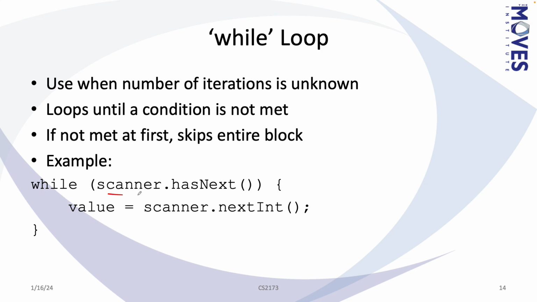What's the test? Well, my scanner is going to say if I have a next. It has nextInt, which would be nice. Okay, while it has next, I'm going to give it a nextInt. And then as soon as it doesn't have one, it will continue from there.